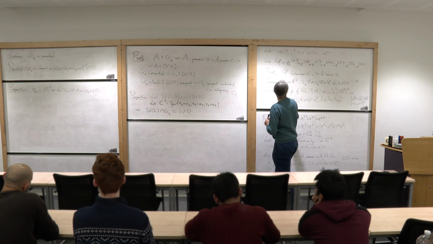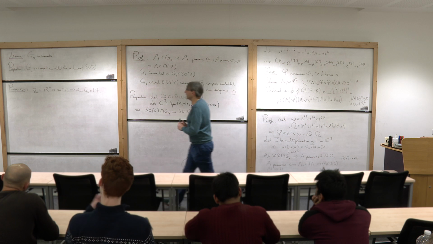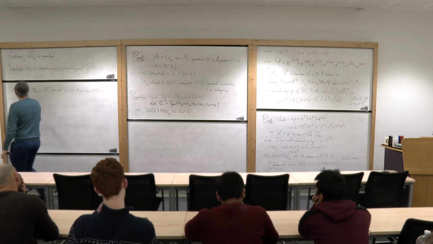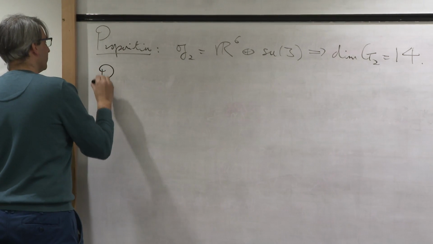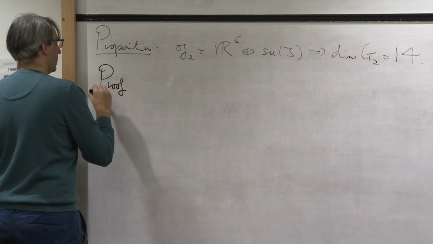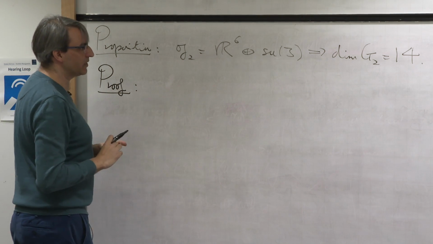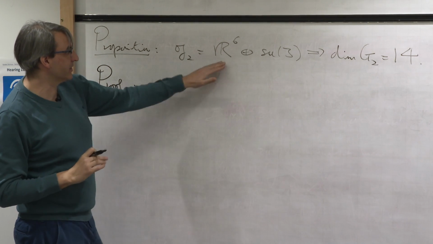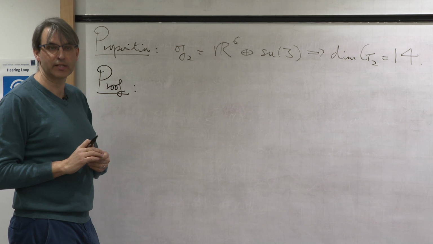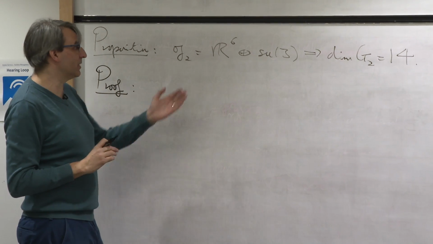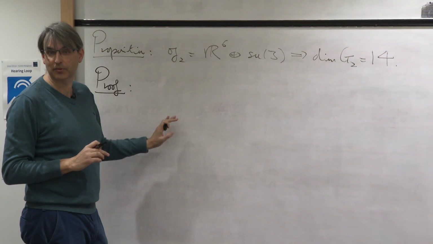I will just scroll that one down again so we can see what we have to do. So the proof goes as follows. What I want to do is I want to identify this R6. That's my goal. And then the complement of that will be SU3. That's what I want to do.